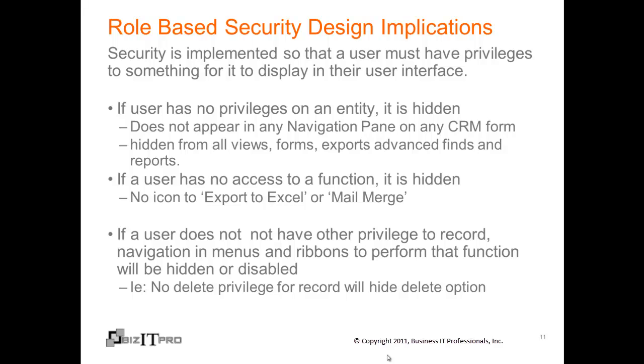Finally, if a user does not have another privilege to a specific record in CRM, the navigation to that option in menus and ribbons will be hidden or disabled. For example, if you do not grant delete privileges for records to a user, then the delete option will not appear in their user interface on the forms or views that they would access that data from.